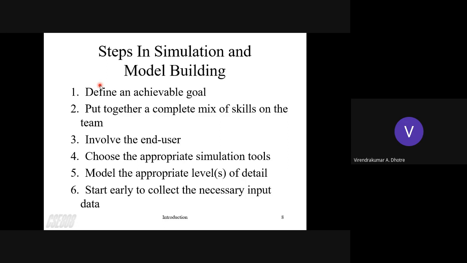The second step: put together a complete mixture of skills on the team. The people who are directly or indirectly involved in the process of achieving the goal will focus. These people will be skilled, and as per the different skills required, such people will be taken inside a team, and they will work together as a team to achieve the goal.